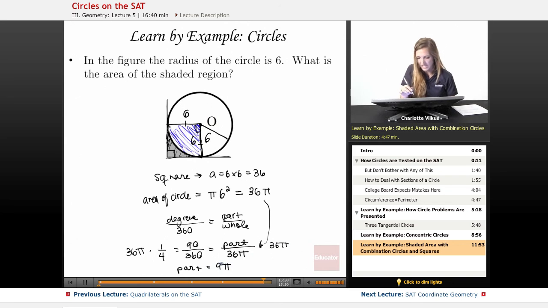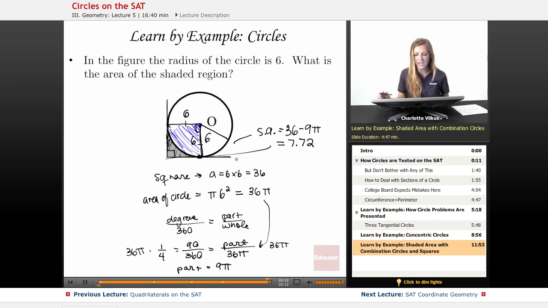And then for my shaded area, which I'm going to shorten as SA again, that's just going to be my square minus my quarter circle, 36 minus 9 pi. If I do that in my calculator, I'm going to get something like 7.72. So now I have that shaded area.